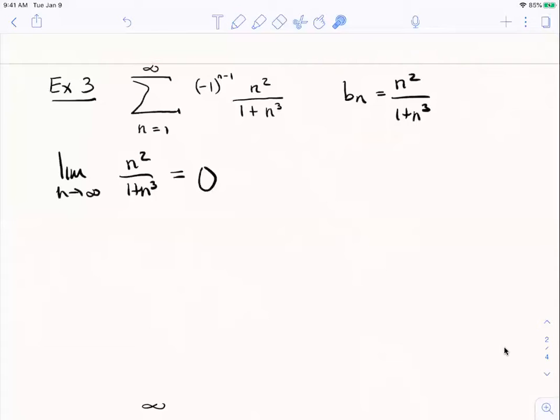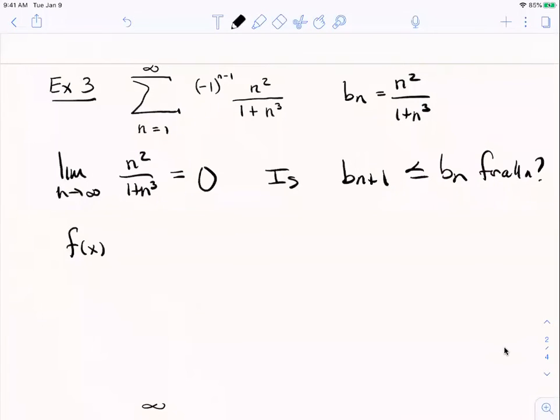Okay, so that's the question: is bn plus 1 less than or equal to bn for all n? The answer to that question has to be yes for the alternating series test to apply. So here is how you can answer that.